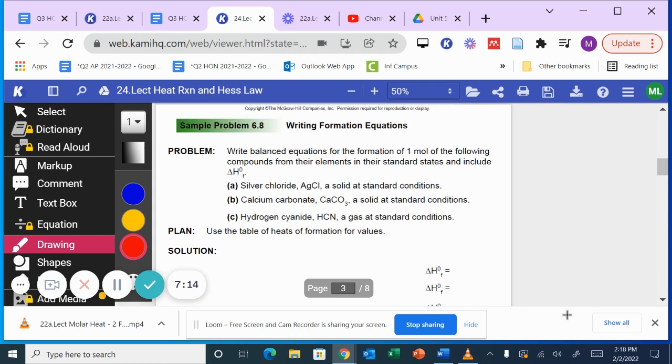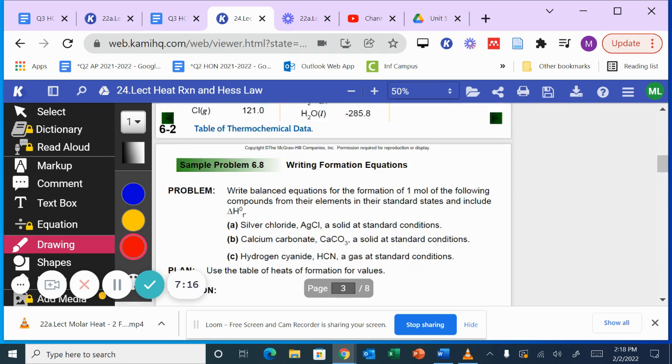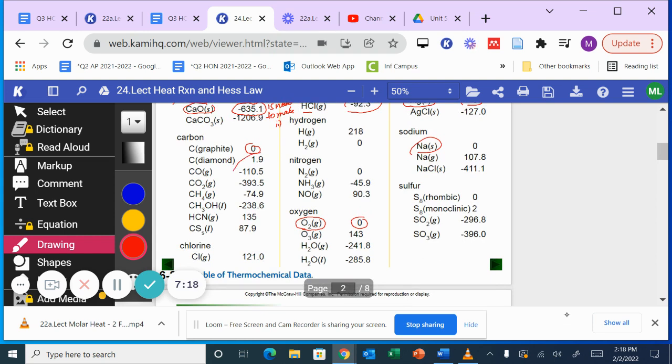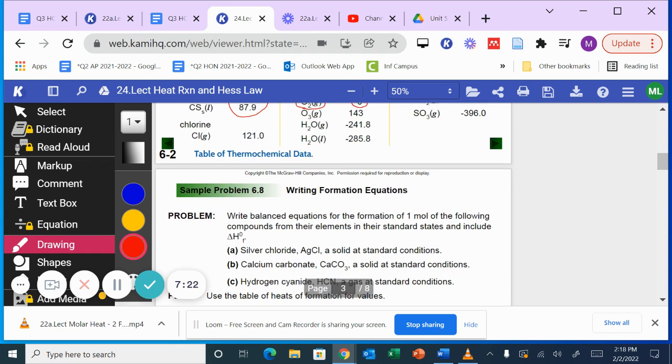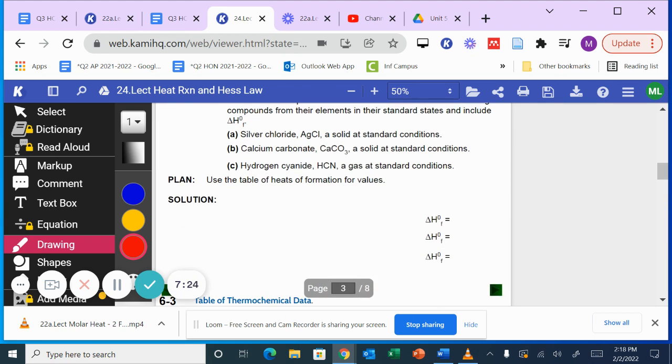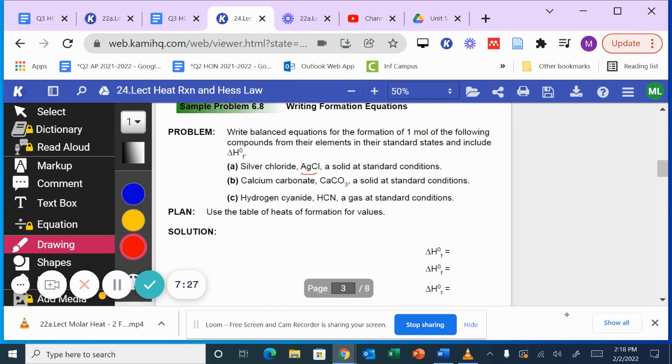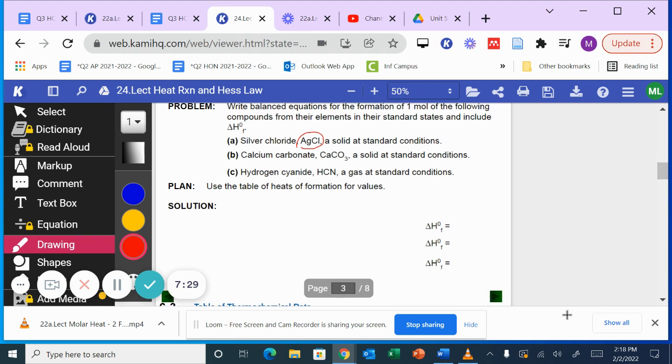So, writing formation equations. Just in case you want to know how they got these numbers right here, all they did is they combined the elements together to make it. For example, let's say letter A. It says, I want to make silver chloride. Okay? So, I want to make AgCl solid at standard conditions.